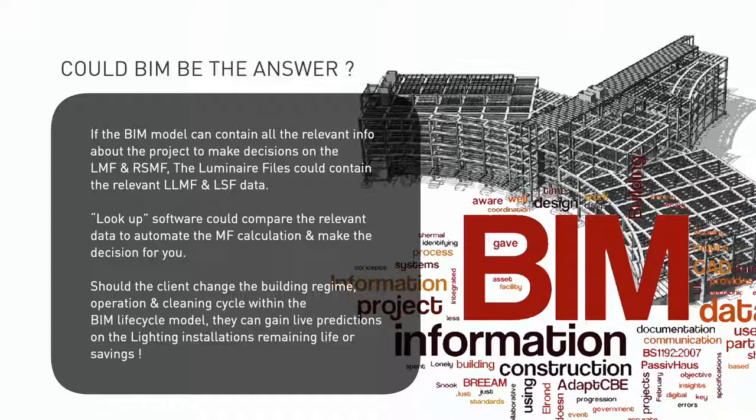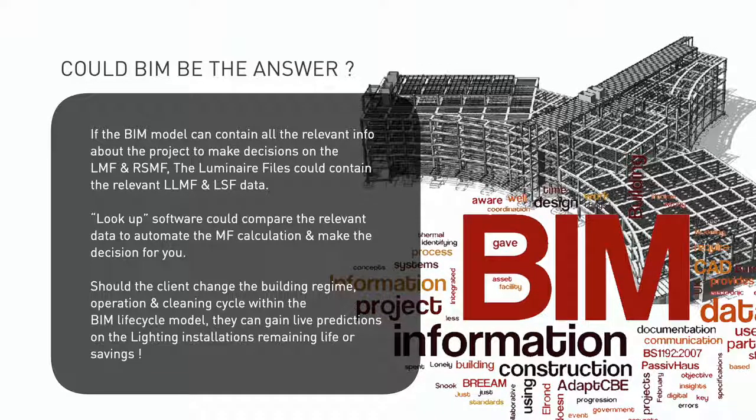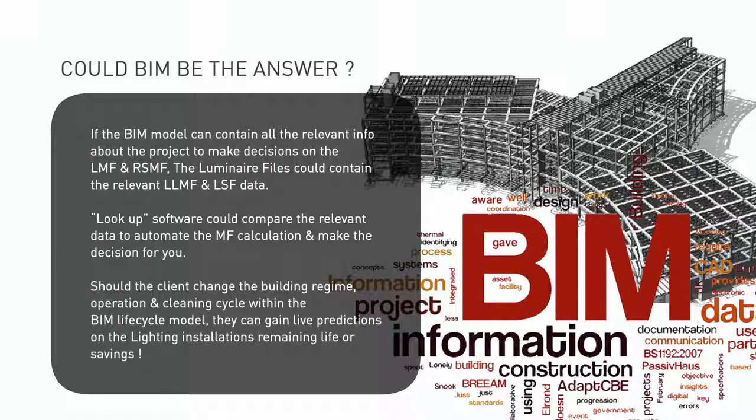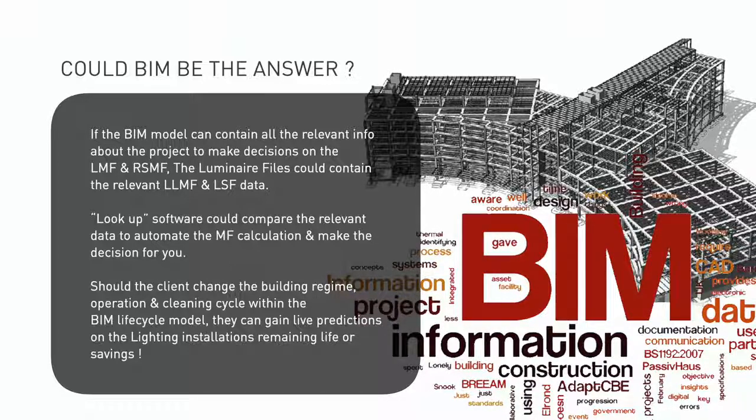So imagine if you could press a button and you could literally calculate the accurate, correct maintenance factor for that building. And this is actually easy. We're only talking about a simple calculation. Those variables can be determined by the BIM model, and also by the owner later on. So should the client change the building regime, the operation or the cleaning cycle, then the BIM lifecycle model can also change the maintenance factor within the calculation ongoing to then also see what the life predictions are, the life predictions on the luminaire, but also life predictions on what the energy consumption may be. And they could do this either before they make the change or even if they're considering making changes.